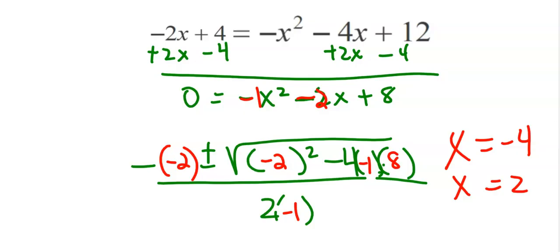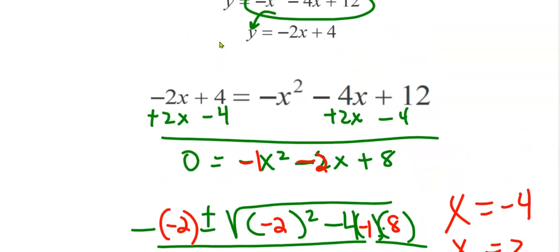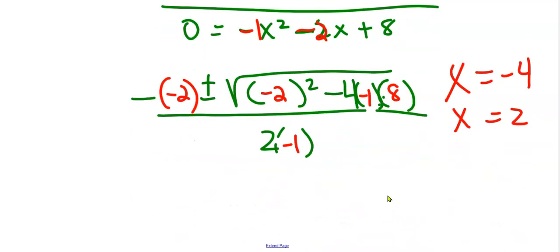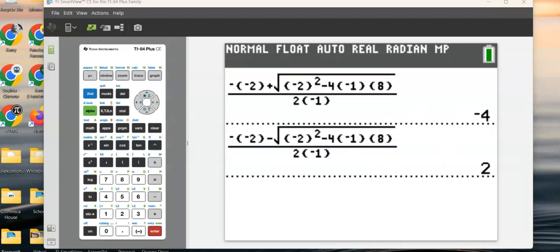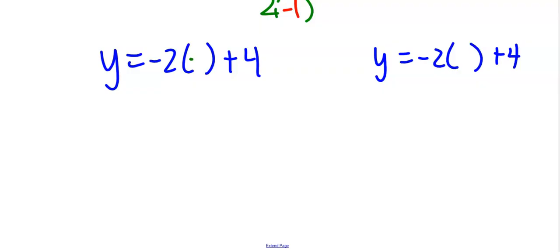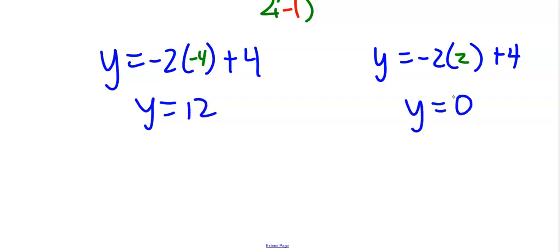Again, I use any one of my original equations. I think I'll use the second one, y equals -2x plus 4, to find my y values. So if y is equal to -2x plus 4, I'm going to use the equation twice. And the first time, I will put in the value of -4, and the second time, I will put in the value of 2. This gives me a y value of 12, and here I have a y value of 0.